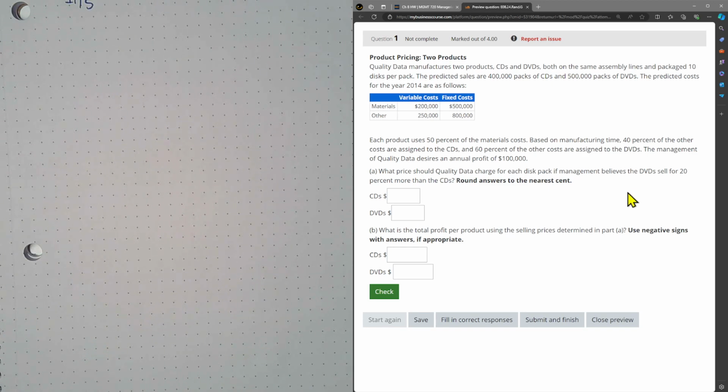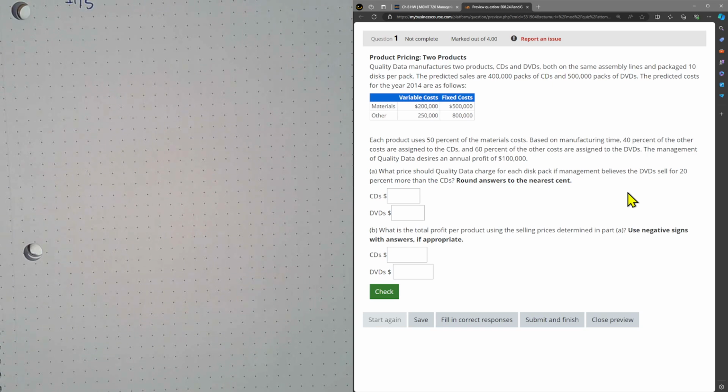What price should Quality Data charge for each disc pack if management believes the DVDs sell for 20% more than CDs? So the way to do a two-product problem is to define one of the products in terms of the other, rather than have two different products. And I'll show you what I mean here.